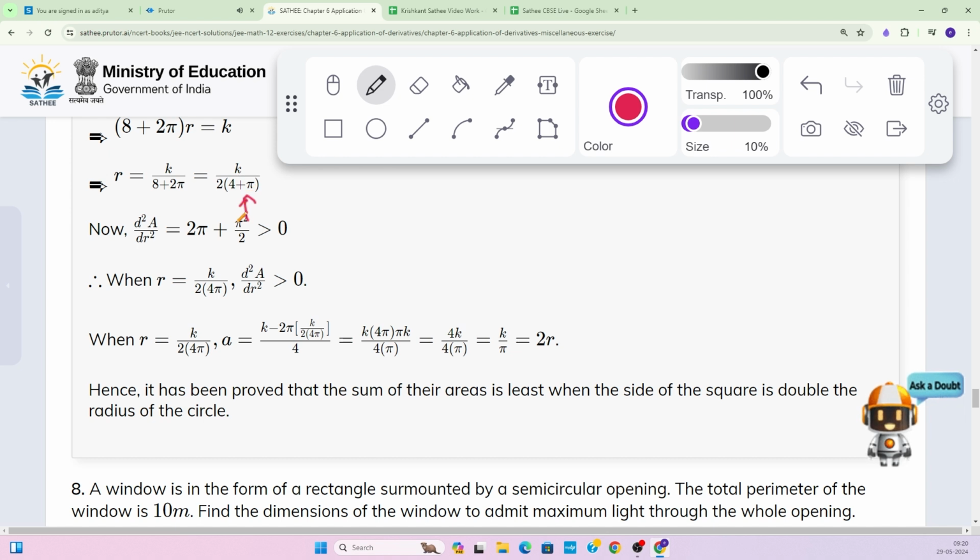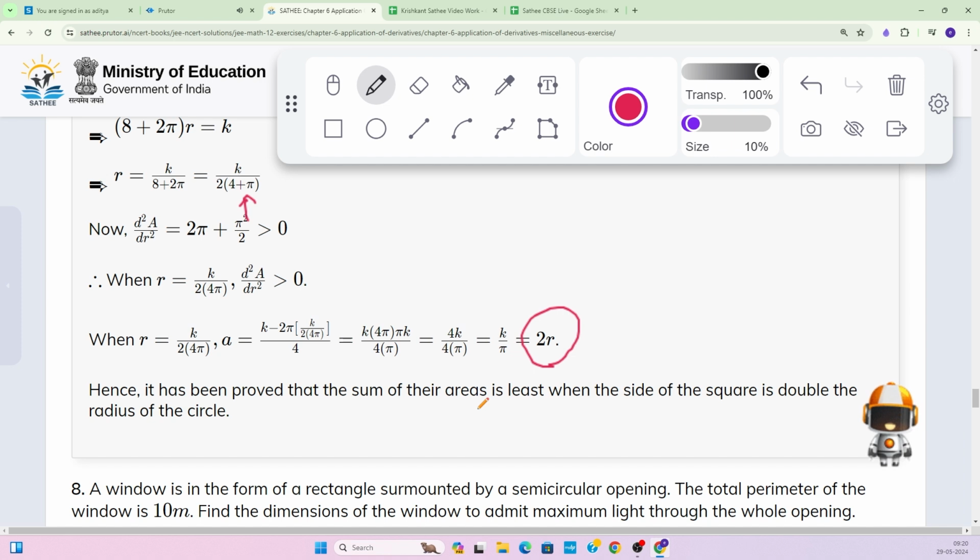This means now what you have to do is very simple. Now find the value for a. Your value for a will be 2r, as you can see, double the radius of the circle. I hope it is clear to you.